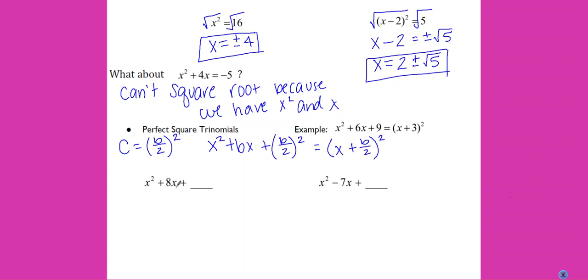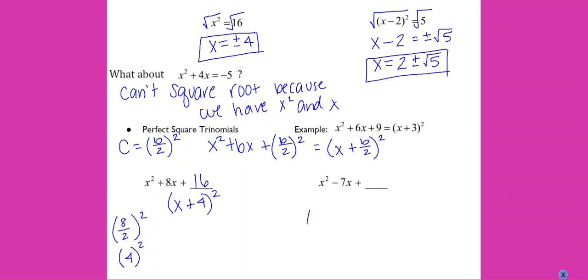So here, our b value is 8. So we would have 8 over 2 squared. 8 over 2 is 4. 4 squared is 16, which means this would factor to x plus 4 squared.